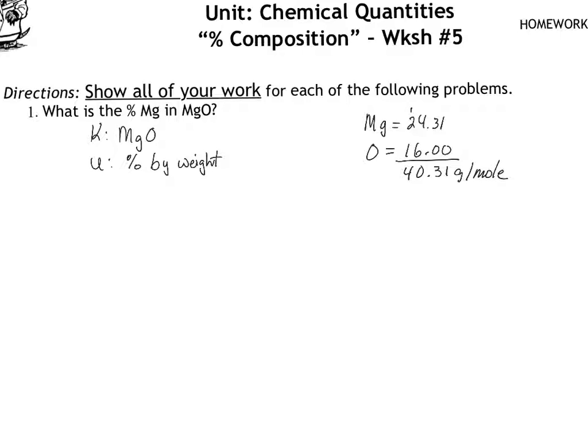So for this problem, I'm going to find out what is the percentage of weight. So the percent is going to be equal to the weight of the magnesium over the weight of magnesium oxide. Magnesium oxide weighs 40.31. Magnesium by itself was 24.31.